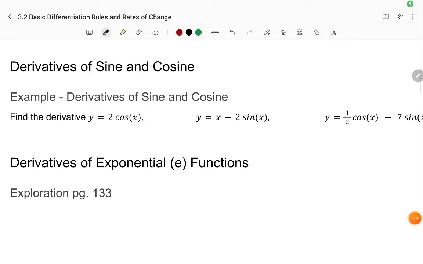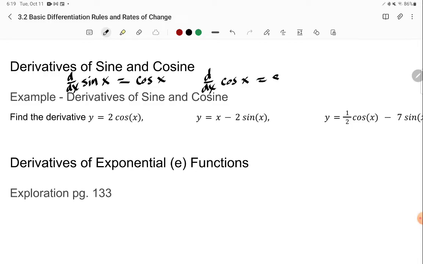Now for the derivative of sine and cosine. So make sure you get these written down. Sorry, I didn't leave much room here, but the derivative of sine, so d over dx of sine, the derivative of sine is cosine, and the derivative of cosine is negative sine.